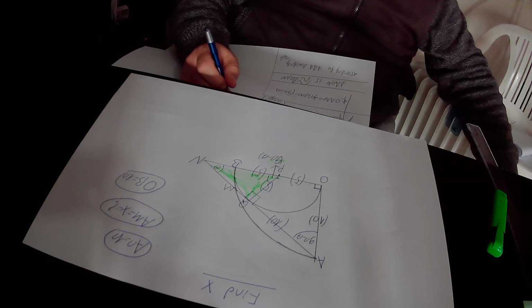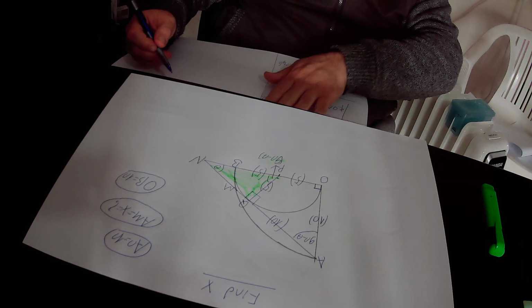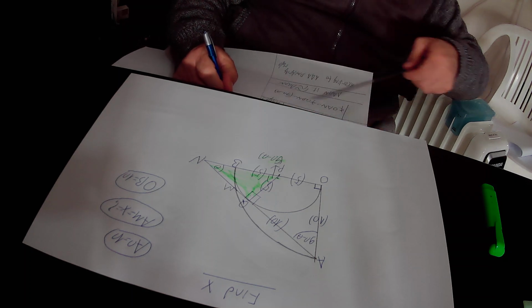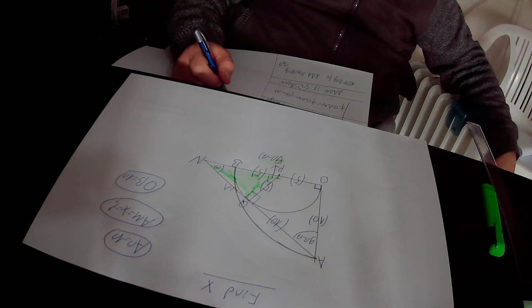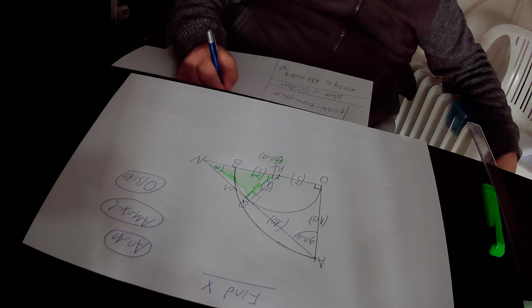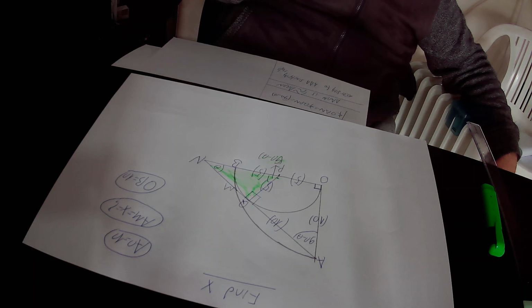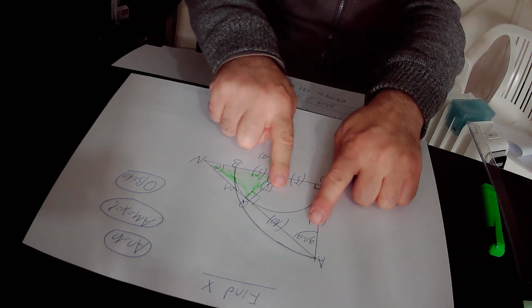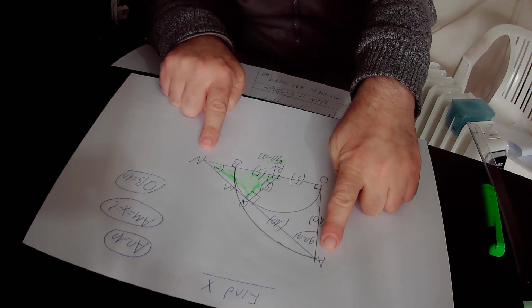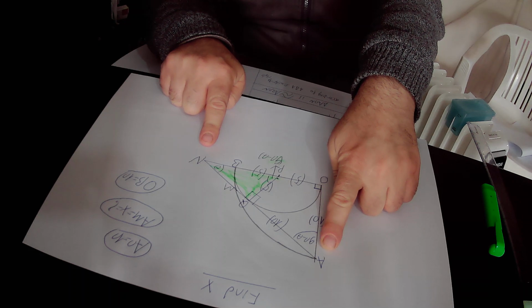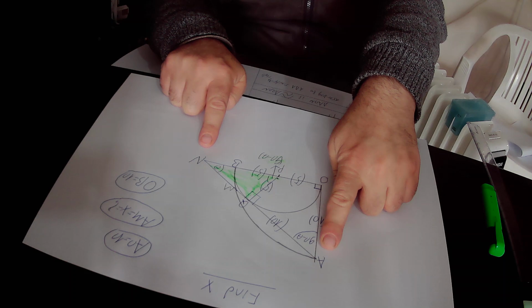AO is 10 over QP is 5, and it equals AN. What is the length of AN? From the drawing it is very easy to see that AN in total equals AQ plus QN. That is to say AN equals AQ, that is 10, plus QN. So in total AN equals 10 plus QN.